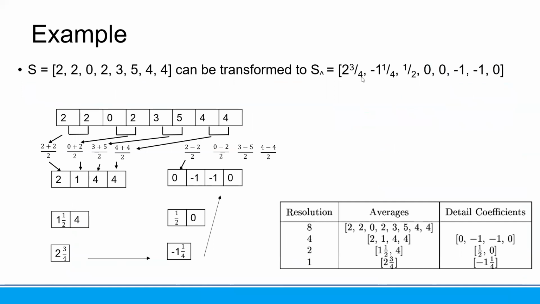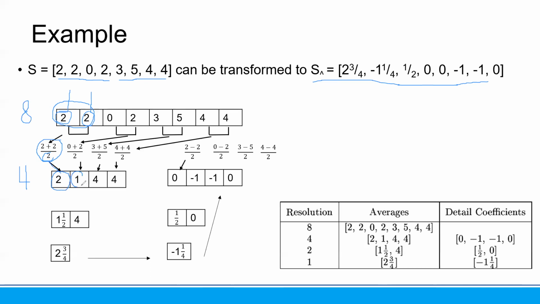Let's see. We have the numbers 2, 2, 0, 2, 3, 5, 4, 4, and they can be transformed into these coefficients. This is the resolution when it equals 8, and we want to reduce it to 4. How can we get this number? It is obtained from 2 plus 2 divided by 2: the first number plus the second number, divided by 2, and the result goes here.